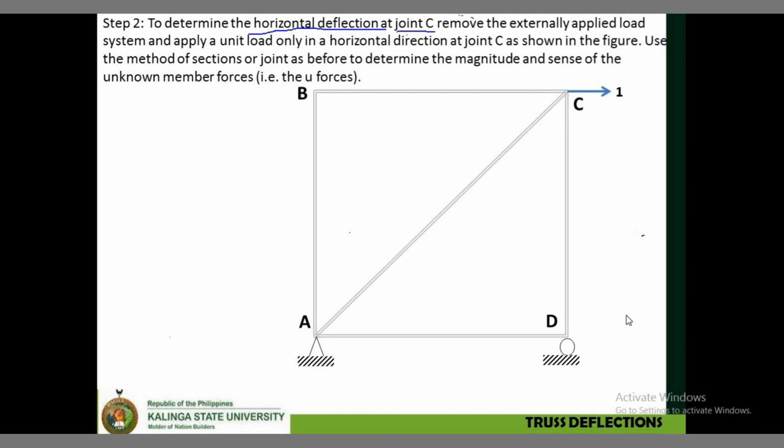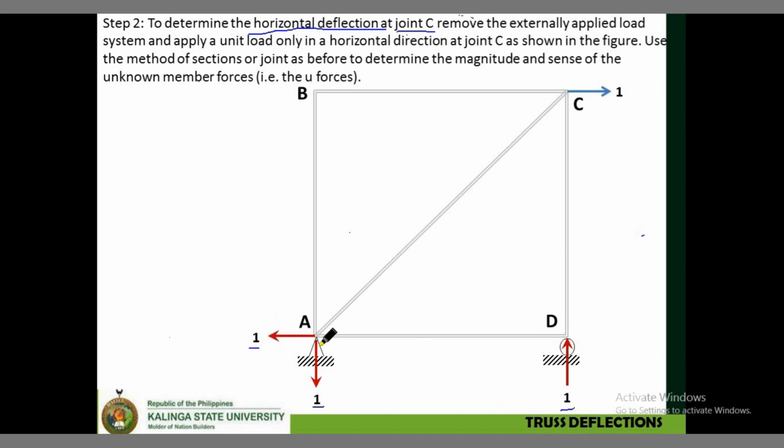Pagkatapos na nilagay natin si 1 unit load, you have to use again the static equations, summation of moments, summation of forces along the y and x axis para ma-solve yung mga reactions kay point A at saka kay point D. Now, after using the static equations, yung mga reactions kay point A at point D ay yan. Paano ko nakuha itong mga values na to? Itong 1, 1, and 1.